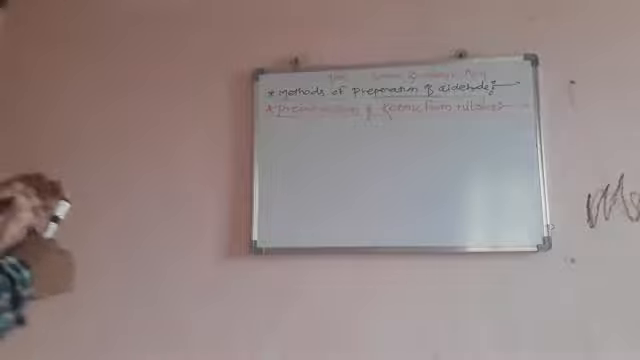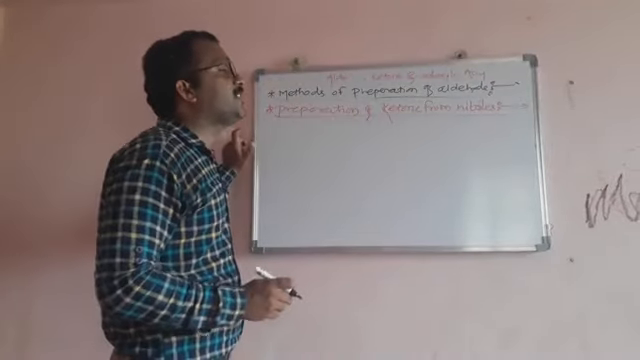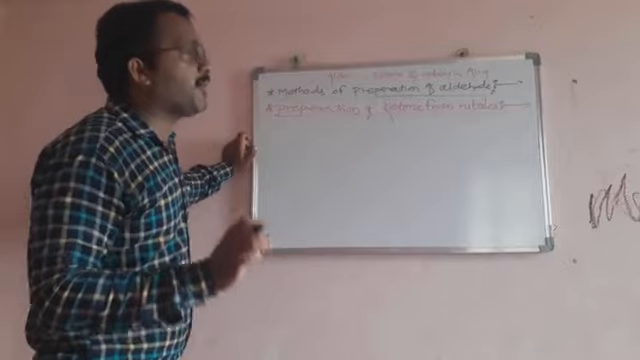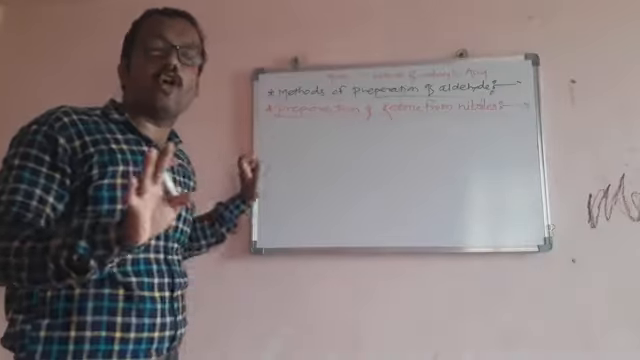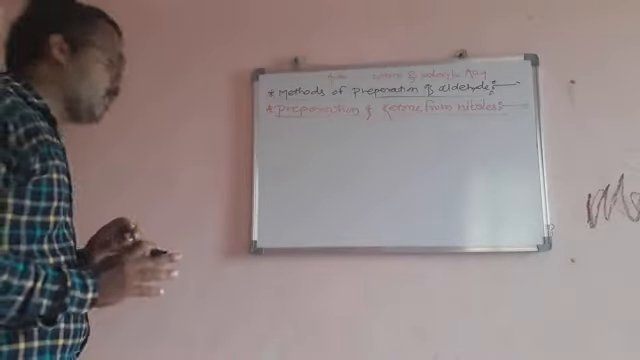Next, methods of preparation of ketone from nitriles. When a nitrile reacts with a Grignard reagent in the presence of dry ether as a solvent, it gives a corresponding unstable product, and this unstable product undergoes acid hydrolysis to give the corresponding ketone.